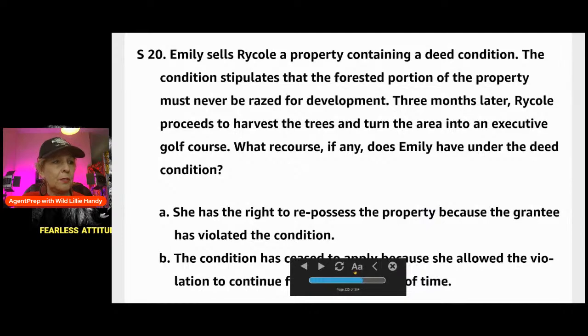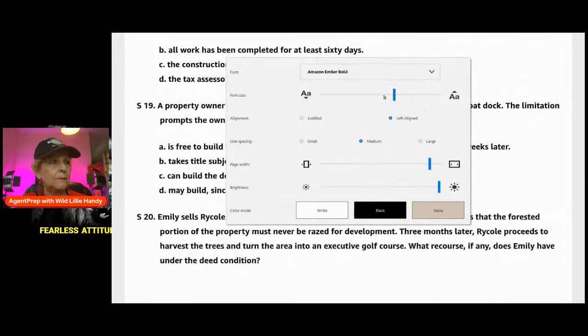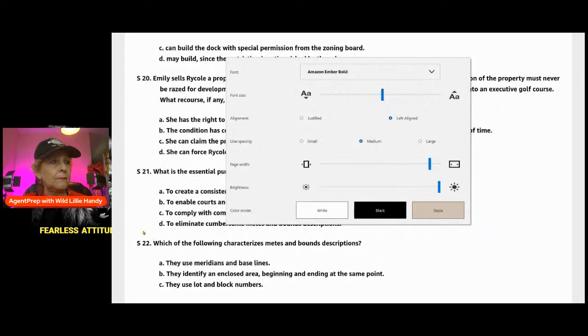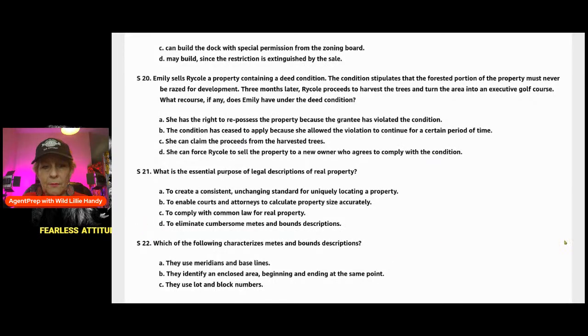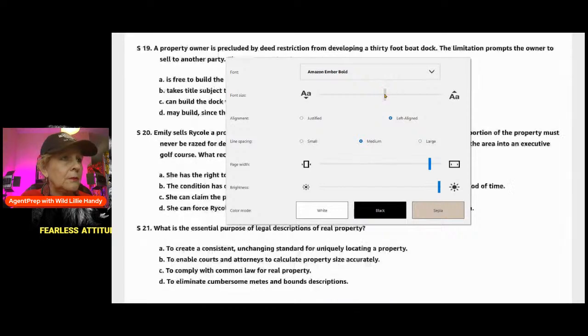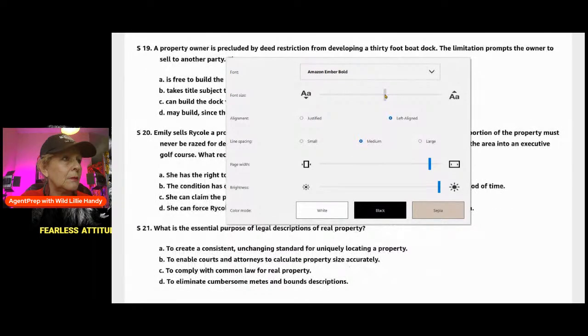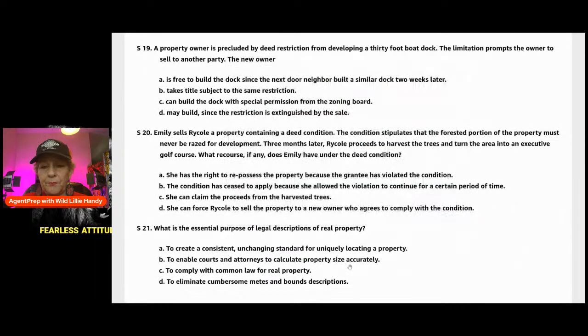Oh, 20 is longer. All right. Number 20. Oh, wow, that looks small. Okay, that's a little better.